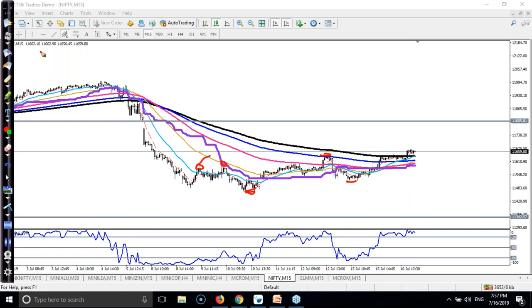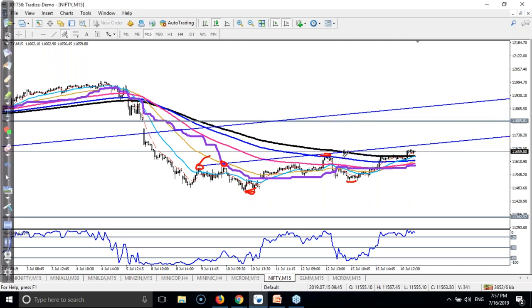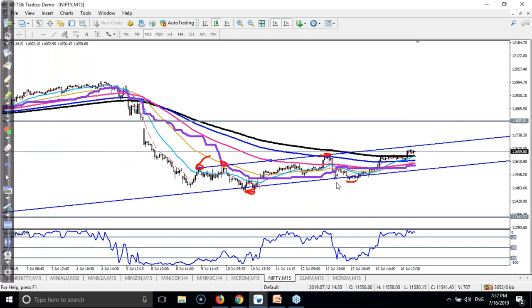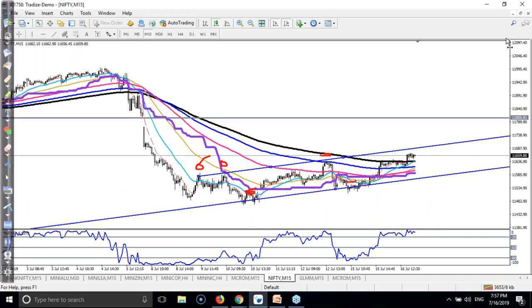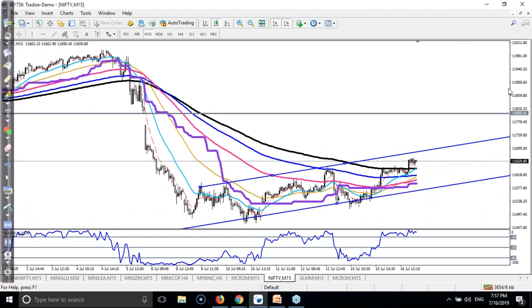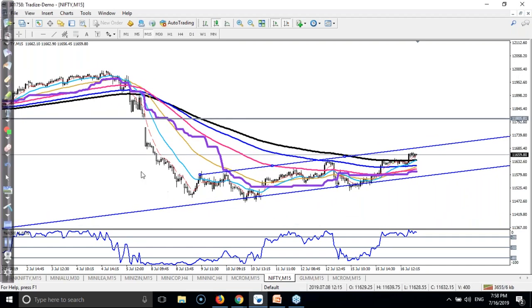Let me show you. Okay, so now I want to connect this higher point. I just connected three higher points, have you seen? And now I want to connect this lower point. I just connected it. That means Nifty is running in this range only now. If you want to trade, you just trade like that.